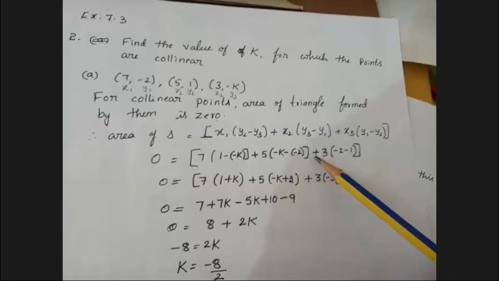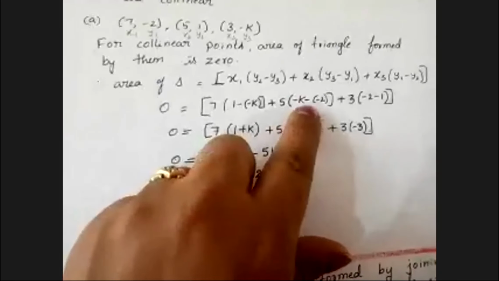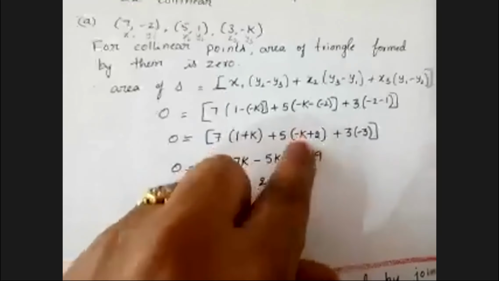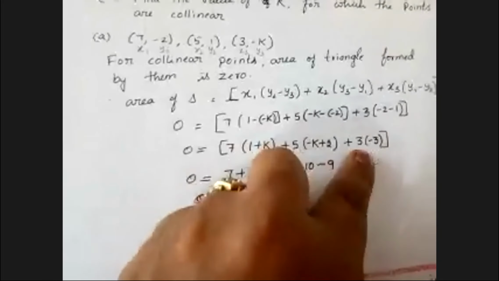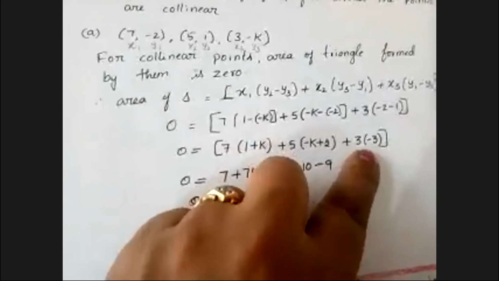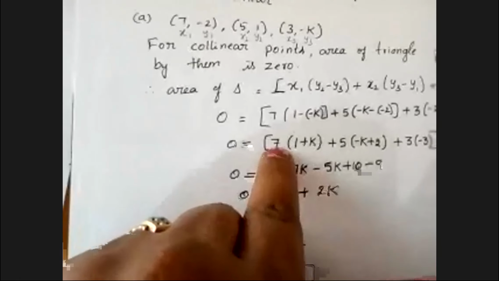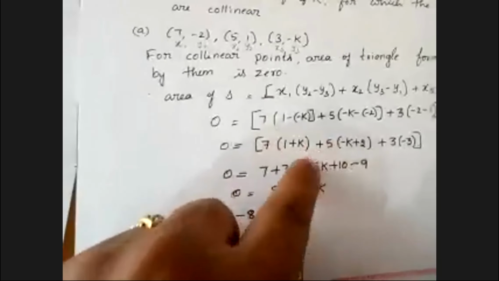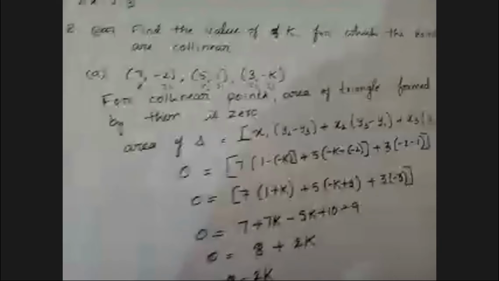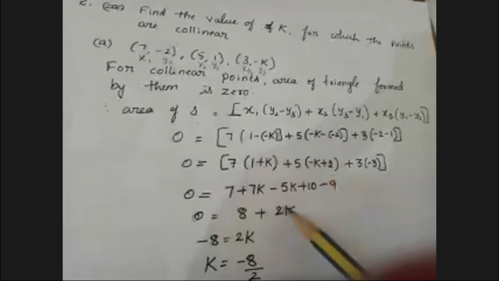Then 1 minus of minus k is 1 plus k, plus minus k minus into minus 2 is plus 2, plus both are negative, add with the same sign, 3 into minus 3. So I'm just multiplying a monomial by a binomial: 7 into 1 is 7, plus 7 into k is 7k, and 5 into minus k is minus 5.